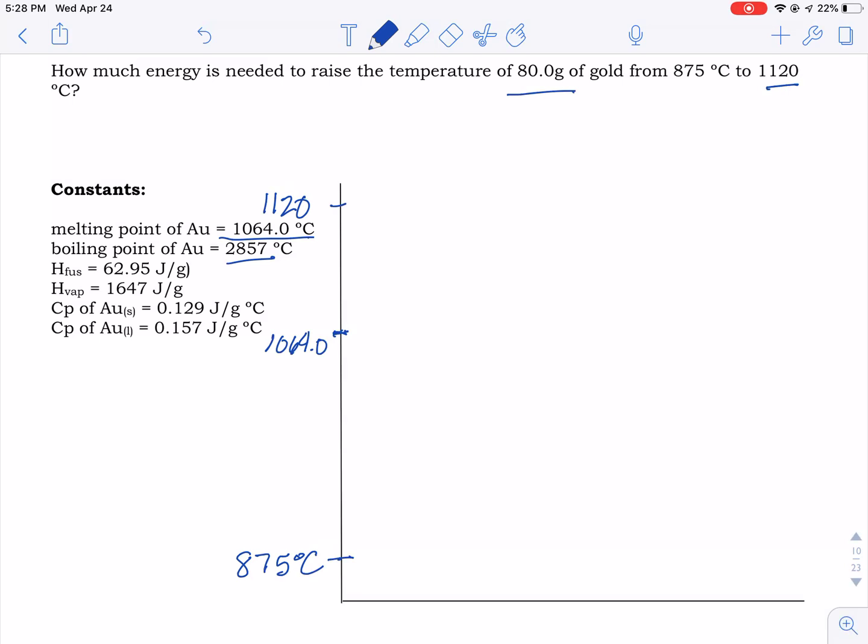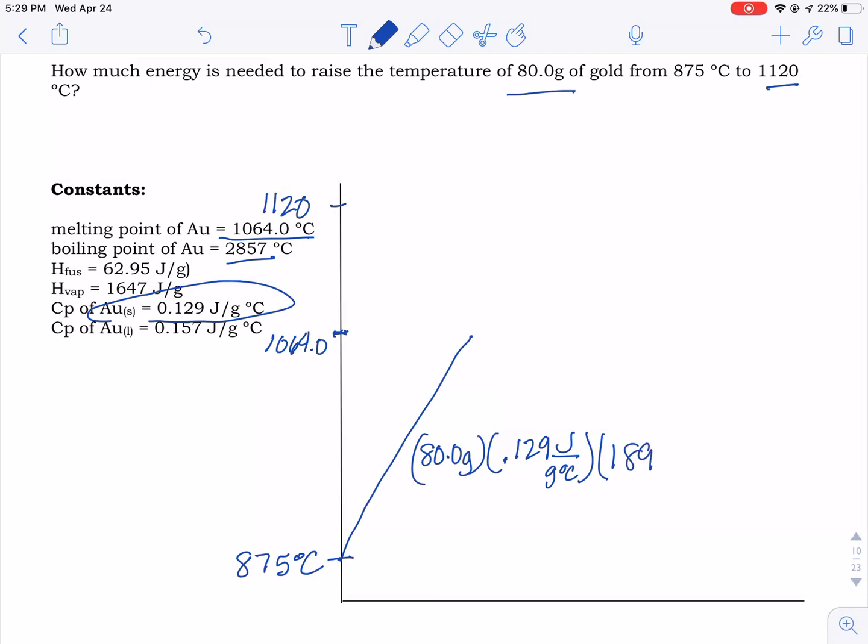So, if it's a solid, it can change temperature. So we're going to start with our mass, 80 grams, times the specific heat of gold when it's a solid, 0.129 joules over gram degrees Celsius, times our temperature change, 1064 minus 875 is 189.